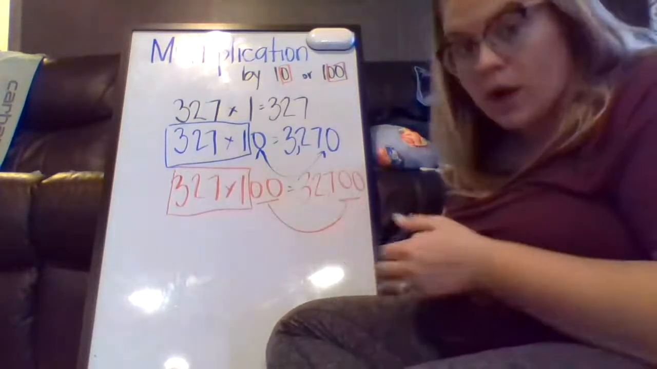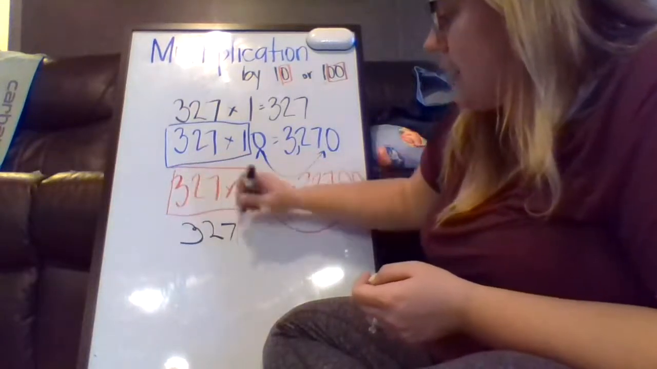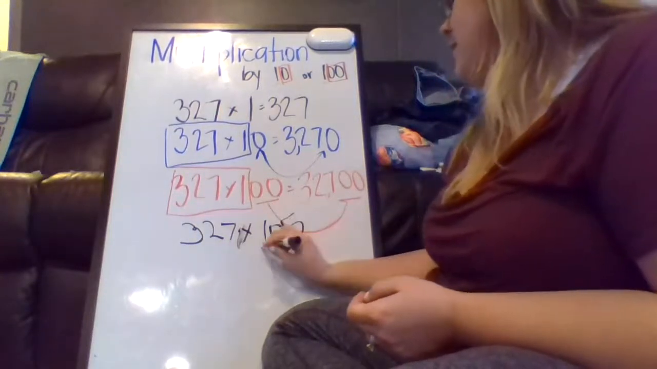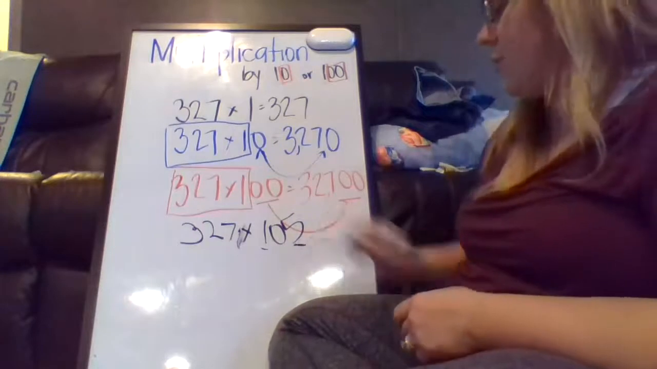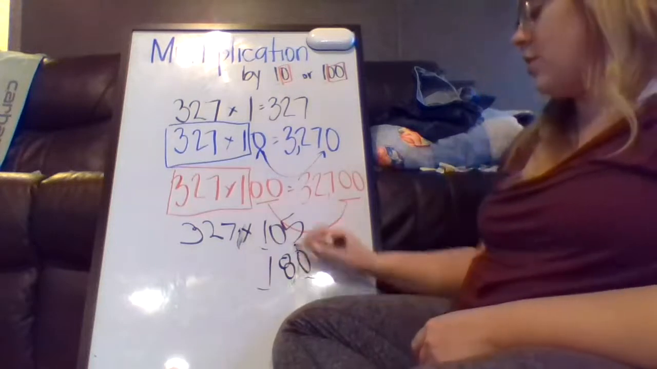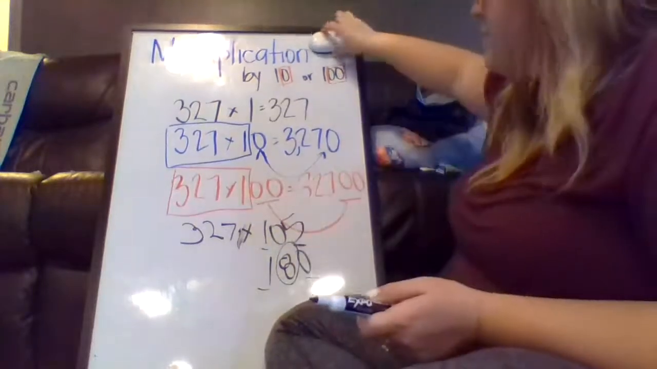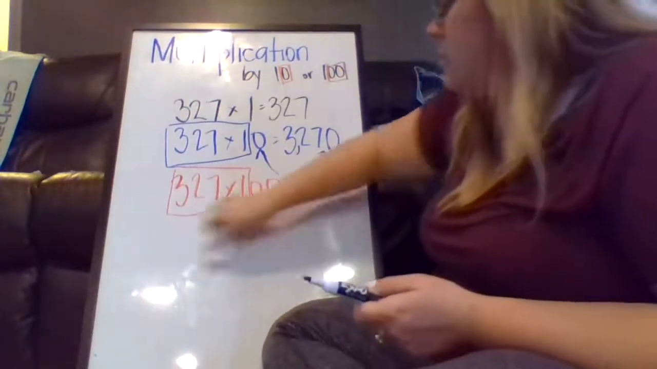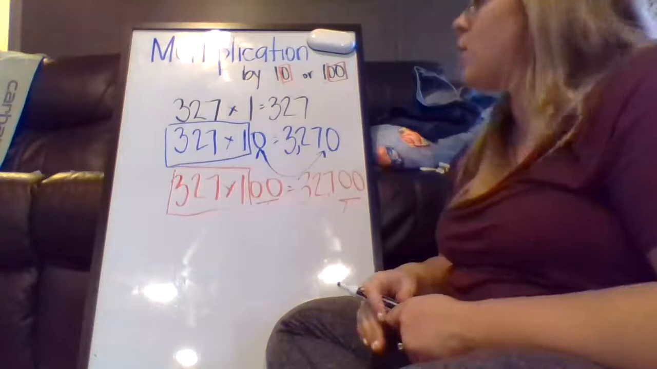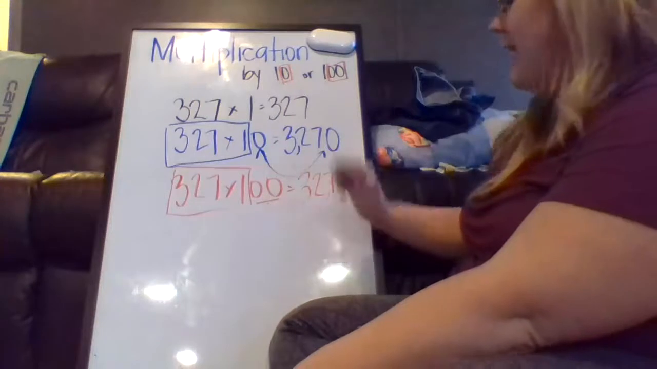Now, this only works for powers of 10. If I have 327 times 105, well, it starts with 1, but it doesn't end with our 0. Or even if I have times 180, it starts with a 1 and ends with a 0, but I have another number in here messing with us. So this trick only works if it's a power of 10: 10, 100, 1,000, 10,000, 100,000, 1,000,000. It's just adding zeros, and then sometimes you might have to move the comma.